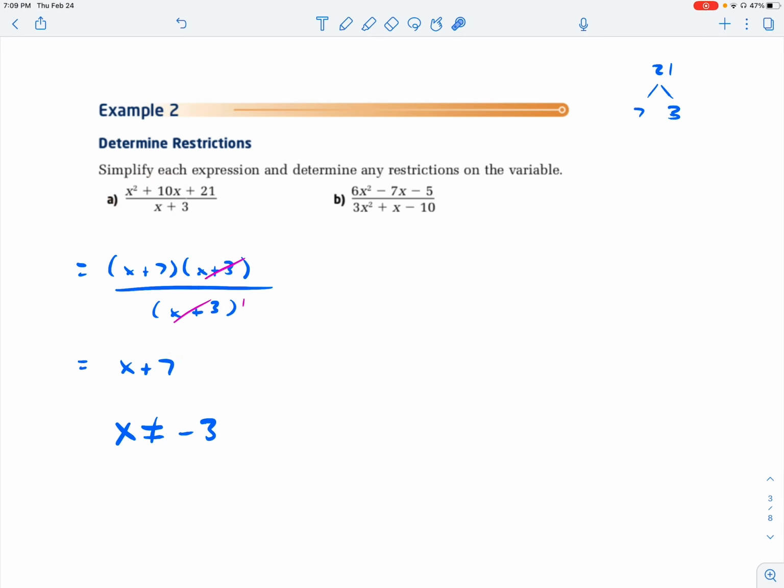So when we simplify, we always just go ahead and check for those restrictions. And I always just scan the denominator. That's all you have to do. If I had more factors on the bottom, I would look through all of them and I would just list them. We'll see that in this example here.